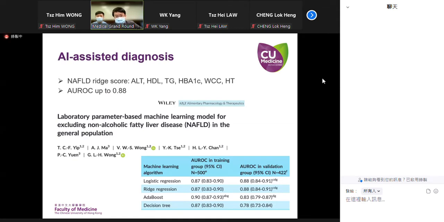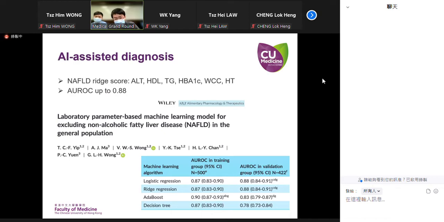So this is basically a supervised learning. So we can retrieve what are the parameters that have the heaviest weight among all the big data parameters. So in this study, they developed a Ridge regression score. So basically, it's by Ridge regression, as shown in the lower end of the table.